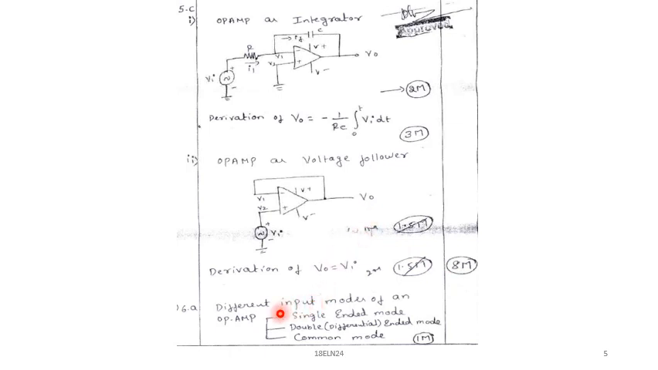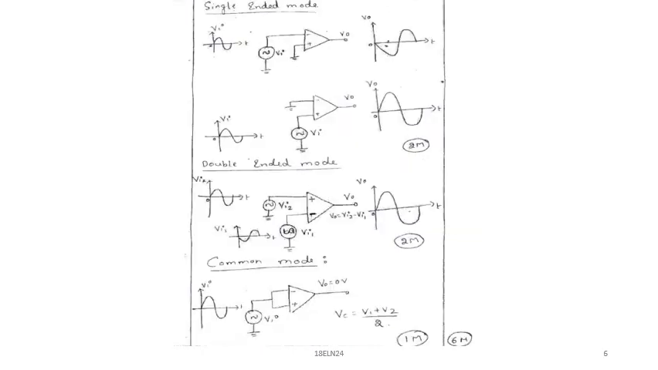And 6a, as I mentioned, is explain the input modes of an op-amp. The different input modes of an op-amp we have to mention: single-ended input, double-ended input, that is differential input, and common mode. For that, 1 mark. Then the explanation related to single-ended input, double-ended mode, and common mode. Just mention the waveform, what happens in single-ended mode, double-ended mode, and common mode. So here single-ended mode 2 marks, double-ended mode 2 marks, common mode 1 mark, and 1 mark for the types of input modes. Total it is 6.